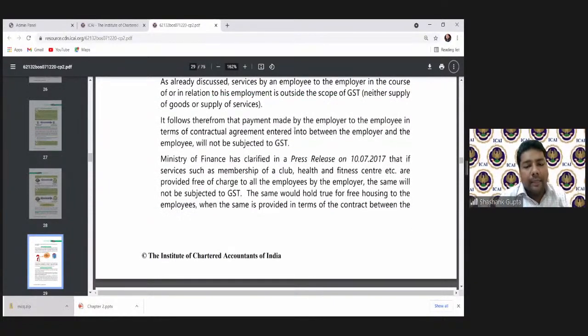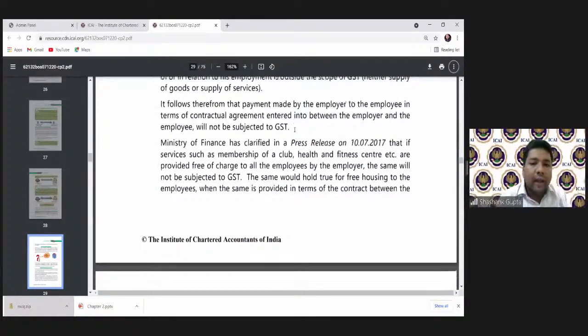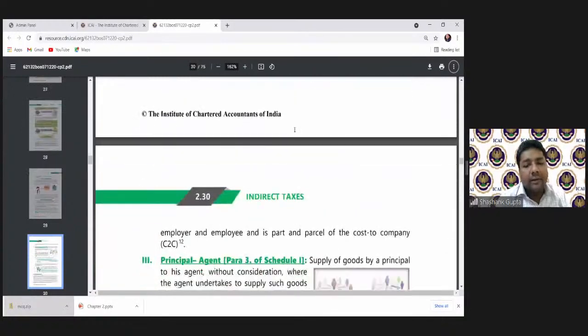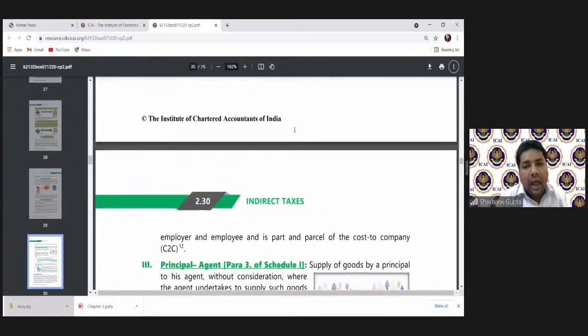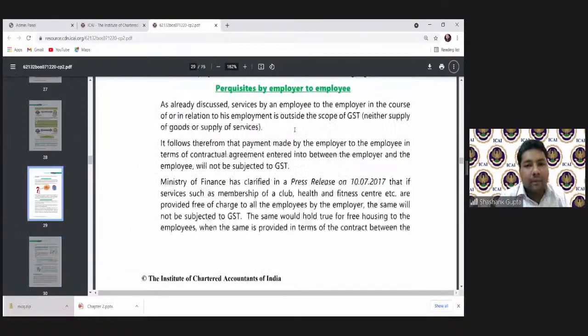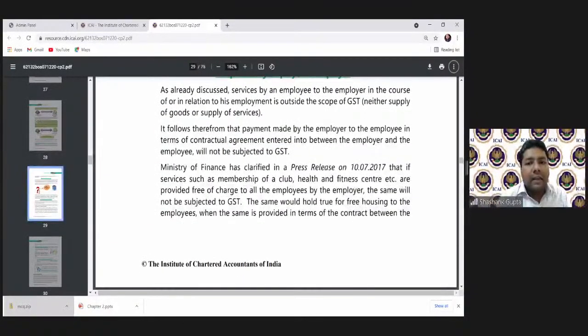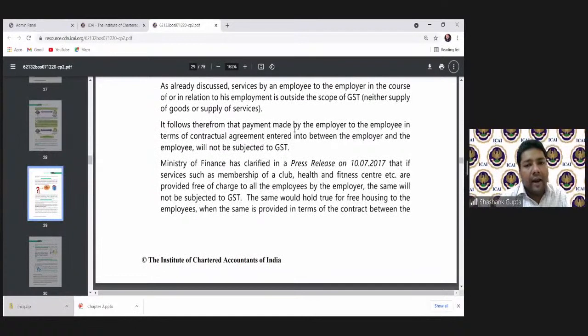But however, the same would hold true for free housing to the employees when the same is provided in terms of contract between the employer and employee and is part and parcel of the cost to company. So basically what they're saying is that anything which is given as part of the employment contract is outside the purview of GST, because that is happening in the course of employment, that is in the nature of salary.